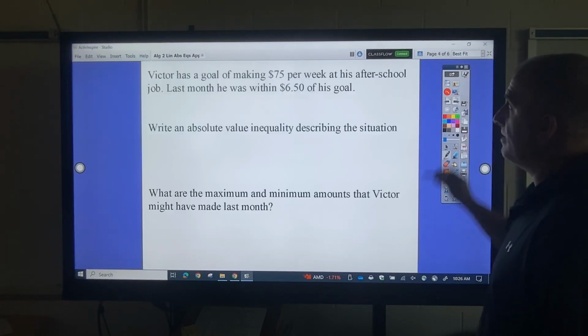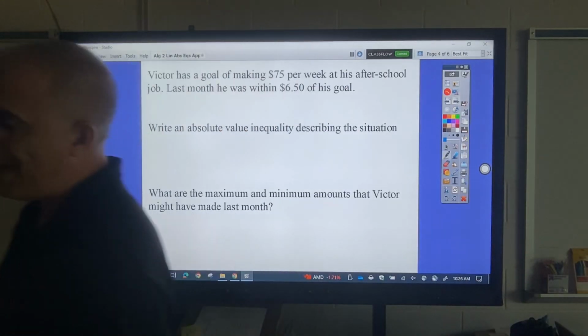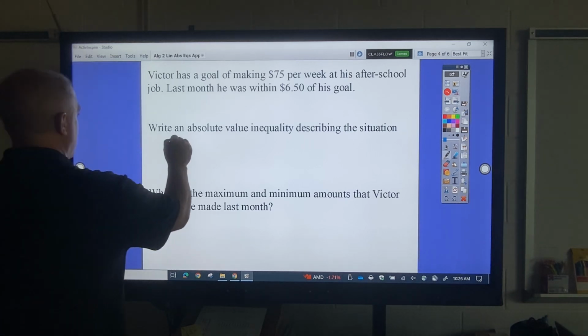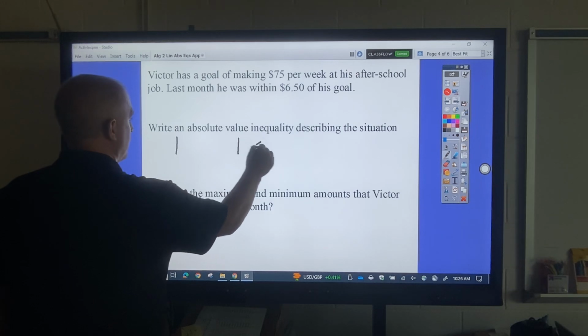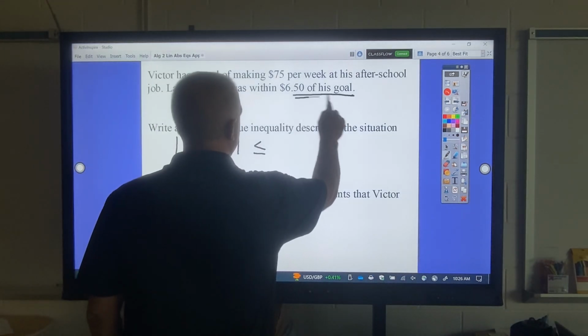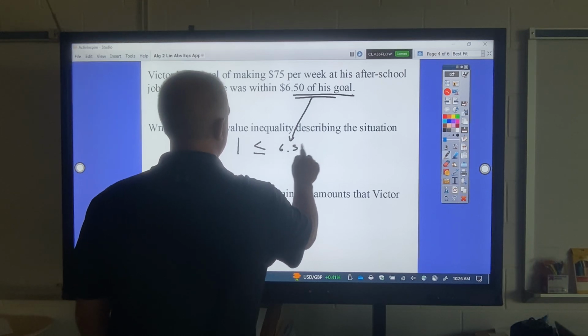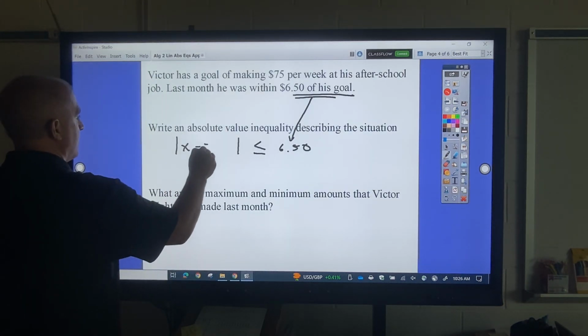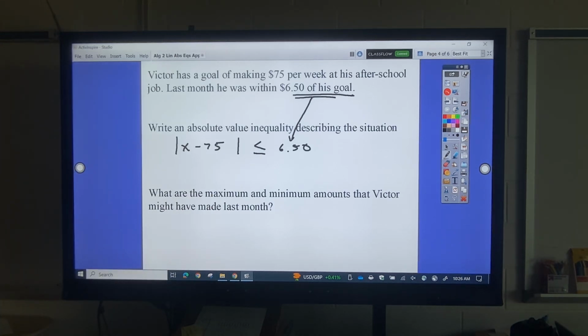Now, let's talk about some absolute value inequalities. Victor has a goal of making $75 per week at his job. Last month he was within $6.50 of the goal. That's an absolute value inequality, so this becomes a less than or equal to inequality. Whatever the goal is goes right here, so the 75 is going to be in there.